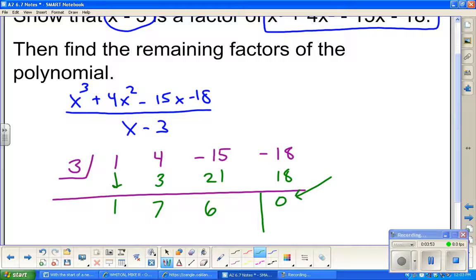So that proves that x minus 3 is a factor, because it went into it evenly. And that's all we wanted to do so far. We're going to do some more in a second, but that's step 1: show that it's a factor. To show that, you do this work and show me the remainder 0. So part 1's done. Now we need to find the remaining factors. x minus 3 is one of them. What are the rest of them? Any thoughts on how to do that?